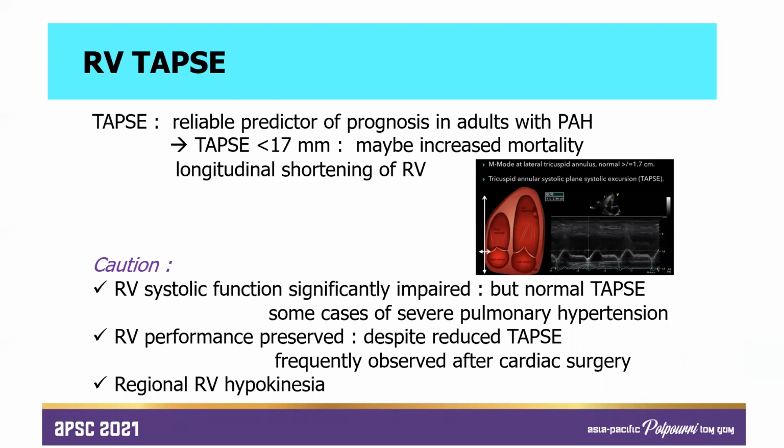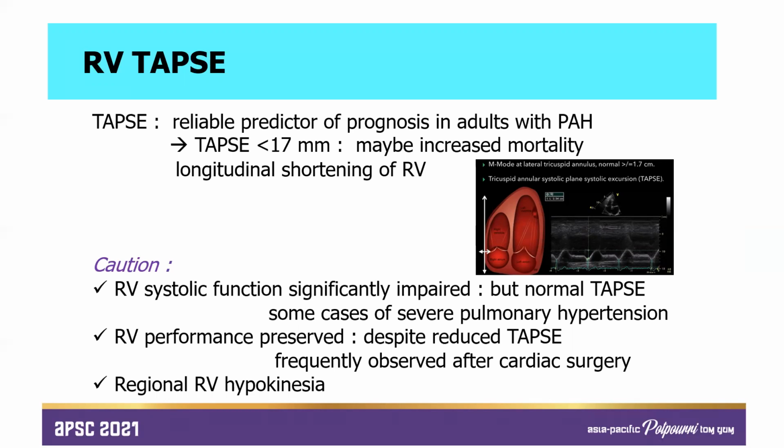More on TAPSE, tricuspid annular plane systolic excursion: longitudinal shortening of the RV reflects the systolic motion of a single point of the tricuspid annulus, disregarding the mid-apical and free wall segments. It is easy to obtain for visualization of the RV lateral wall tricuspid annulus, reproducible, and has high specificity and negative predictive power for detecting abnormal RV systolic function. TAPSE is a reliable predictor of prognosis in pulmonary arterial hypertension; when TAPSE is less than 17 millimeter, it predicts increased mortality. But TAPSE has some limitations for pulmonary hypertension.